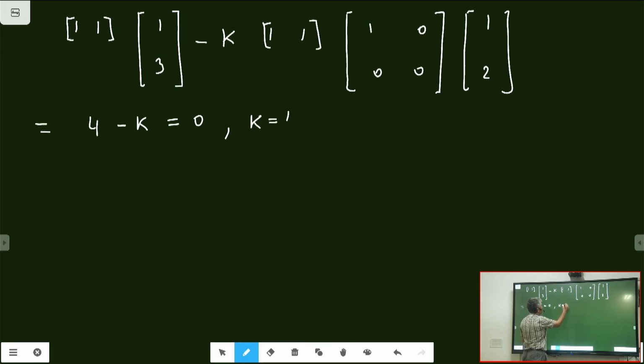K equals 4. So you see, we found it. It's the same result. So indeed, this produces what we need. So therefore, we should be happy. So now we have the method which contains or gives us the value of that constant.